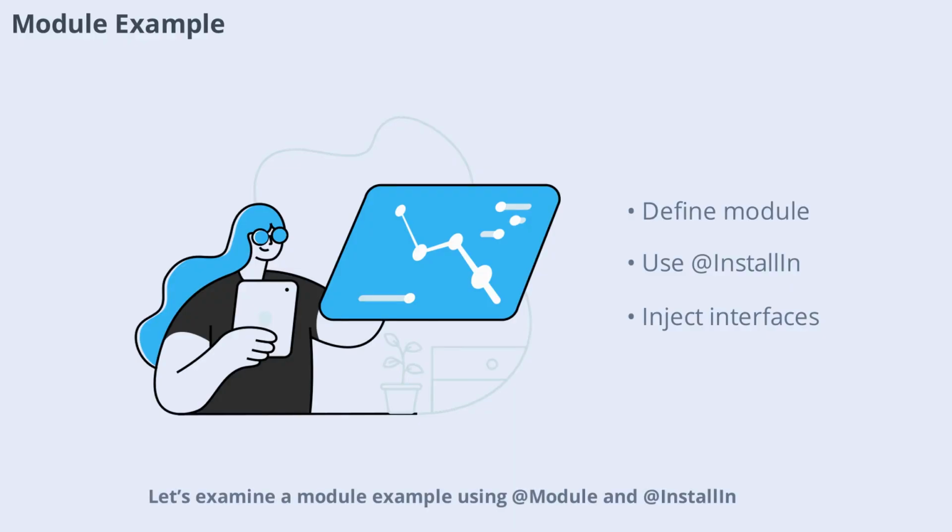Let's examine a module example using @Module and @InstallIn. By defining an object or abstract class and annotating it, you instruct Hilt on how to provide dependencies. This setup is essential for injecting interfaces, third-party classes, or builder pattern classes. Proper module configuration ensures that Hilt can manage your dependencies efficiently and reliably.